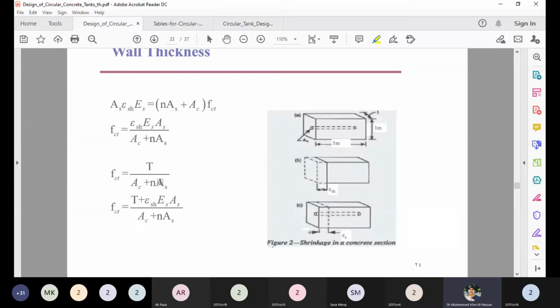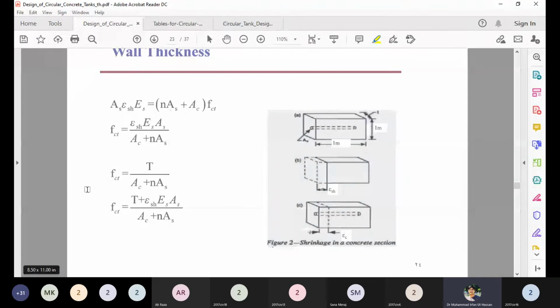Similarly, FCT, the tensile stress in the concrete, is also equal to T over the total area. You remember the working stress method design. So the total effective area is equal to the concrete area plus N into AS, the transformed area of the steel. So we can overall take it as a sum of these two stresses: FCT due to the loading and due to the shrinkage strain. Taking the sum, FCT comes out to be this value. So this is the limiting tensile strain, which is written at the end.